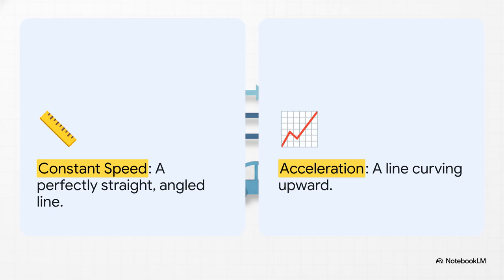If you have constant speed, your position time graph is a perfectly straight, angled line. You're covering ground at a reliable, steady rate. But if you have acceleration, say you're speeding up, your line won't be straight anymore. It's going to be a line curving upward. A curved position time graph is basically the undeniable signature of changing speed. It literally means that in every passing second, you're covering more distance than you did in the second before.